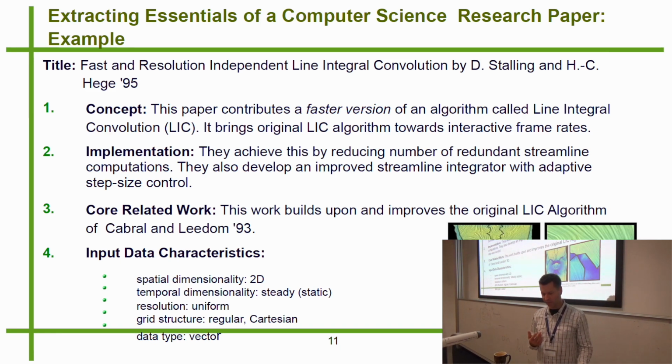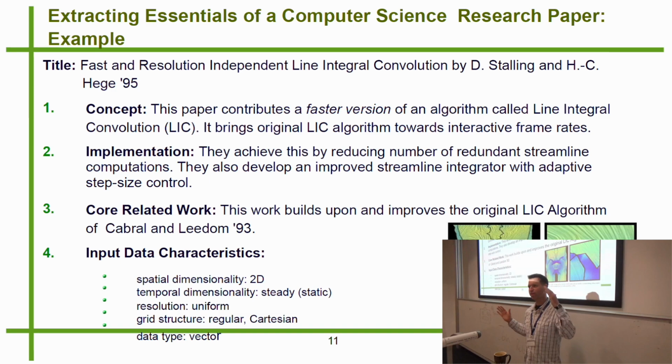And what does the input data look like? Well, it's spatial, it's 2-dimensional, it's not time dependent, it's a uniform resolution, it's a regular Cartesian grid structure, and it's a vector data. It's vectors. This is what it looks like. So if you want to see what it looks like, this is an image from the paper. I just looked through the paper, I found an image that I thought was a nice representation, and I put it in there.